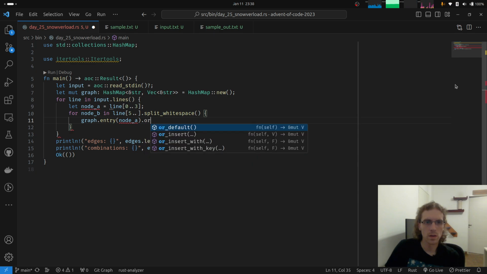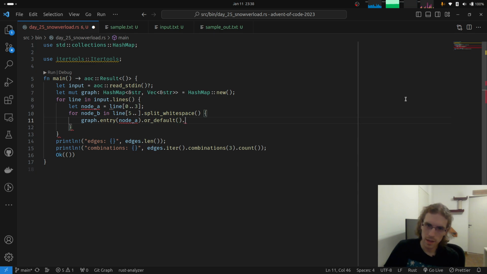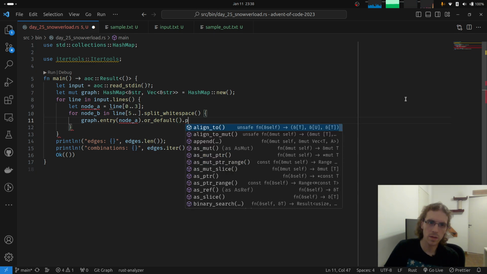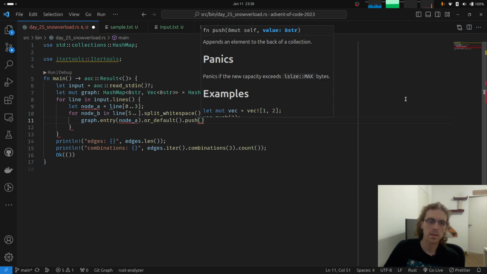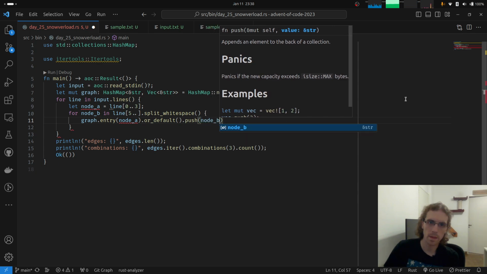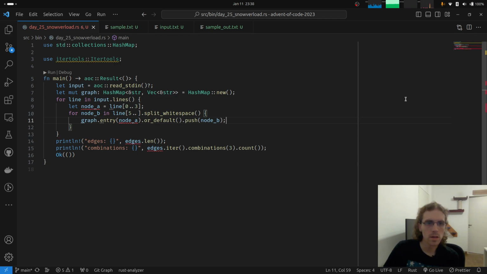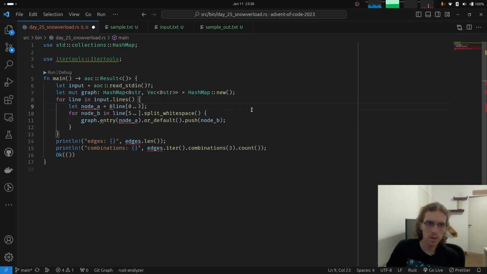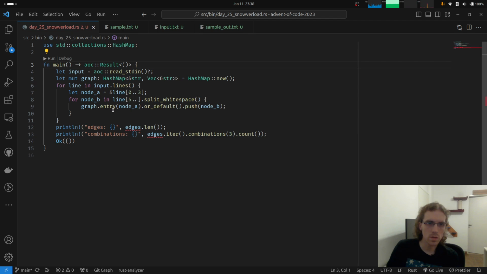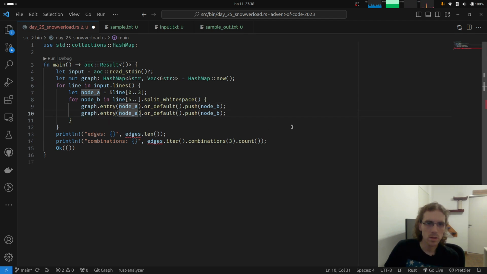and we can say or default, because we're going to have an empty map. Yeah, or default. And then should be now a vector. We can now push into this vector and just push node B. Does this compile? Oh, okay, yeah, take a reference to that. So it's a string reference. Let's remove unused imports. Okay, this does compile, and then do the same thing but the other way around.